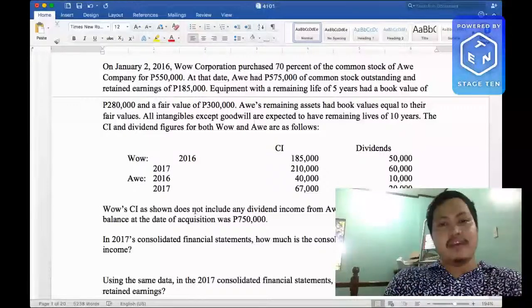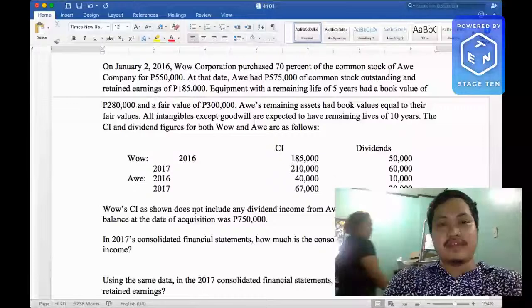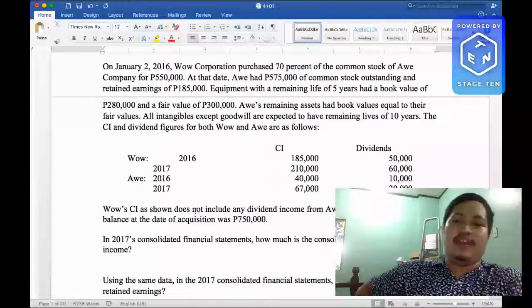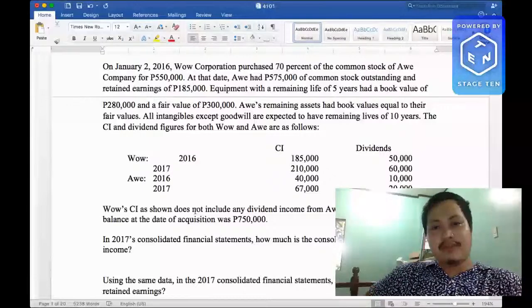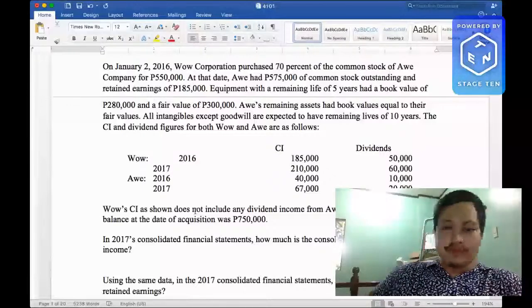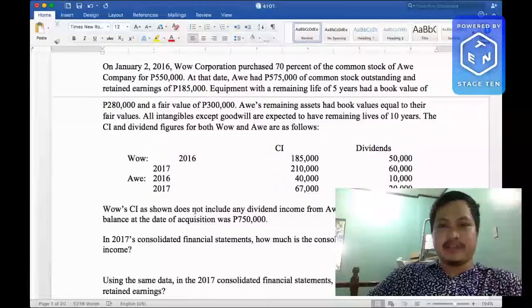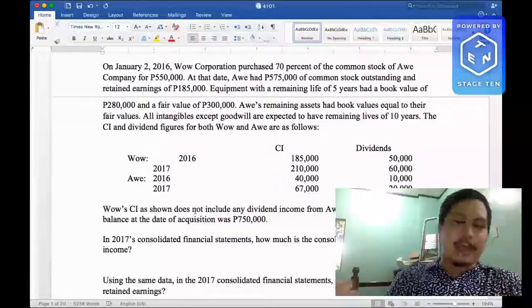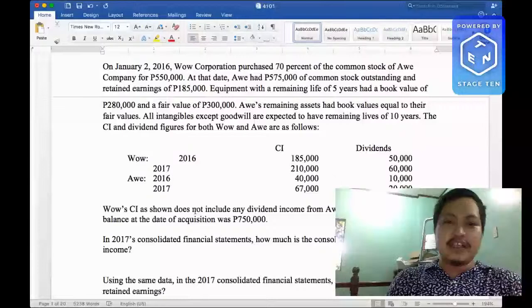Okay? And, sorry, not 200,000, but 20,000. And the difference, class, would be amortized over 5 years. Okay? So 20,000 divided by 5 years, you would get 4,000 per year. Now, for it to make sense, how do we explain this 4,000? Where does this come from?